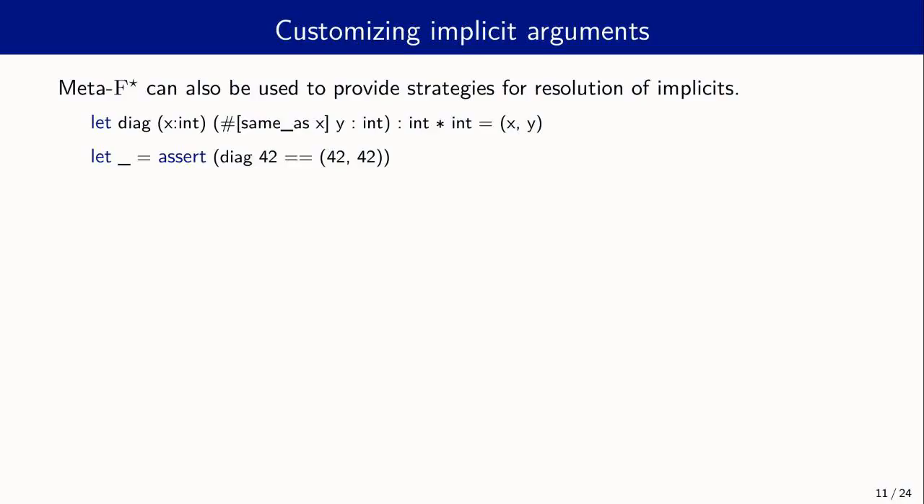So if you just write diag 42, you're going to get this, because you have a free implicit here, and we're going to call the tactic to get it. But if you give it explicitly, then you get a different thing, right? So it's a way to give a default argument.